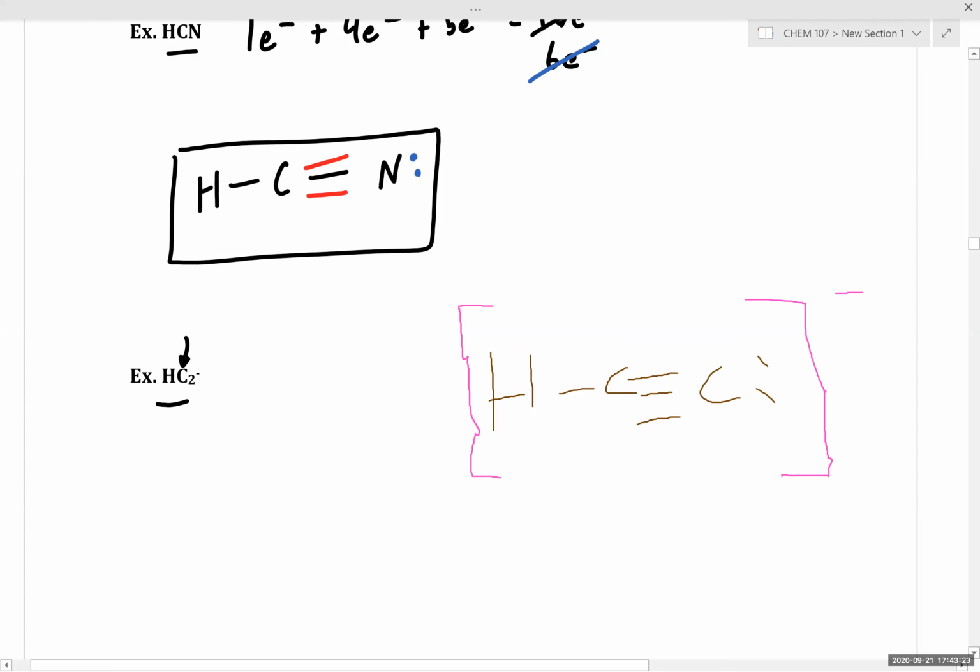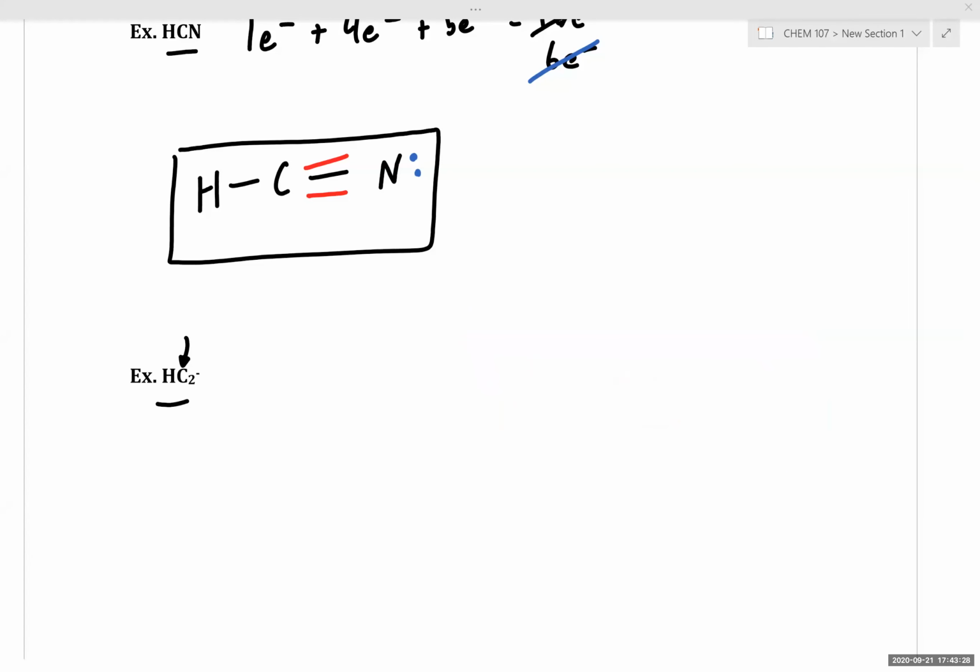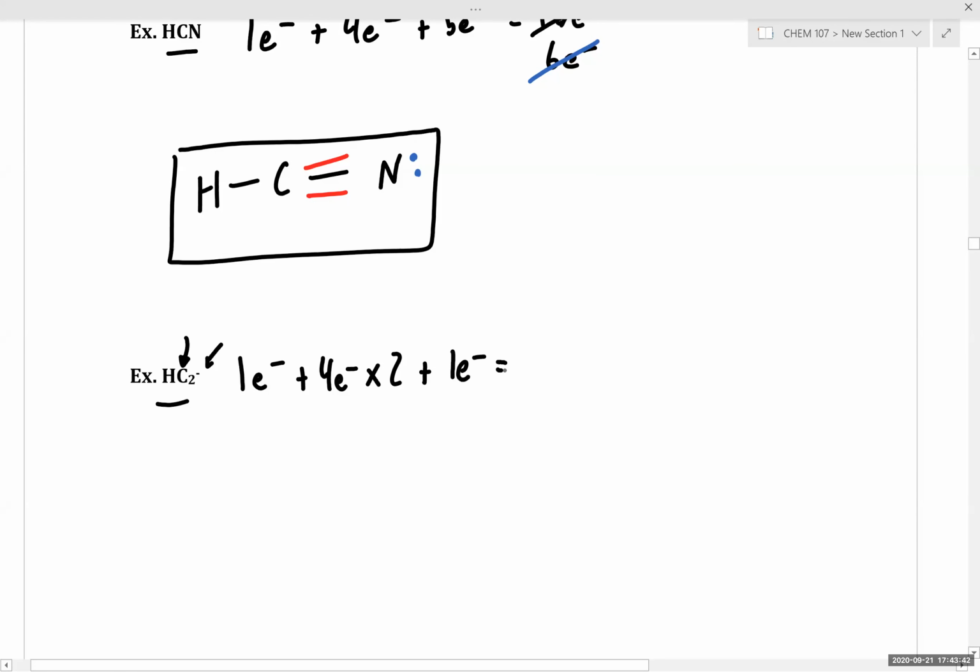Okay, so let's discuss this example. We can do this from scratch to start out with. So we have one electron for hydrogen, we have 4 electrons for carbon, and we have 2 carbon atoms. And then we have a -1 charge, so we add 1 electron to our total. That in turn gives us 10 electrons.